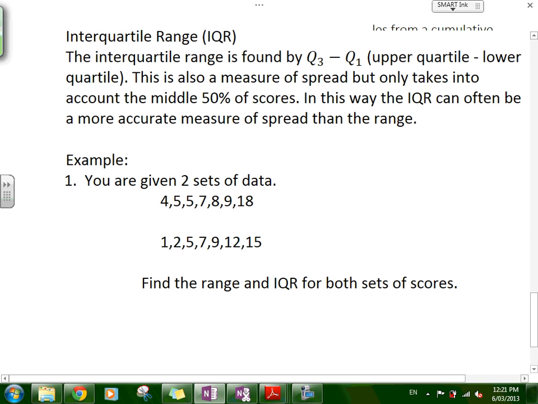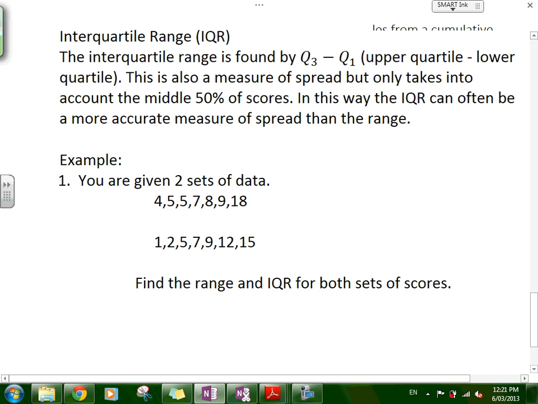So, can you go ahead and find the range and the interquartile range of these two sets of data? Which means you have to find the quartiles, the upper and lower quartiles. So go ahead and do that, please. And then we're going to talk about it in a moment.